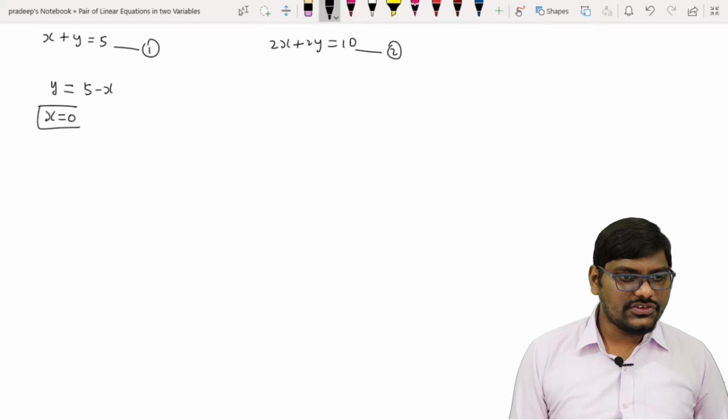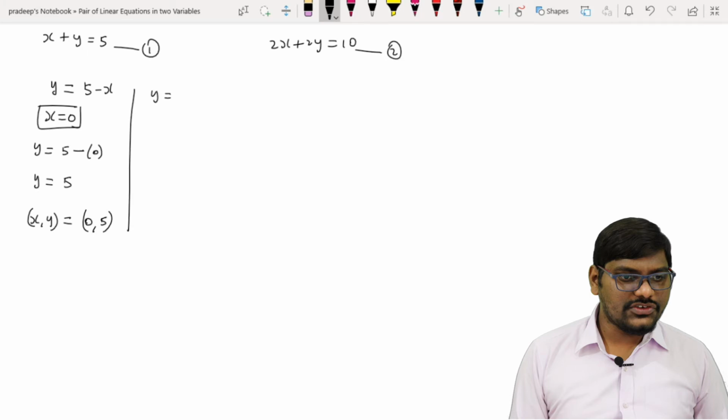If I take x equal to 0, the equation becomes y equal to 5 minus, in the place of x I'm substituting 0. So y we are getting as 5. So what do I get? x comma y, we will be getting it as 0 comma 5. Alright, so this is the first point.